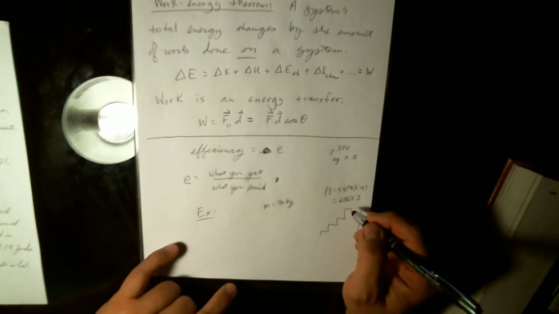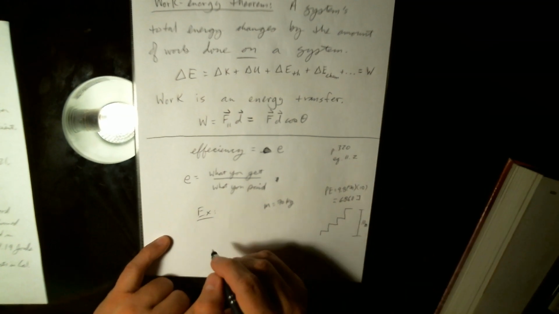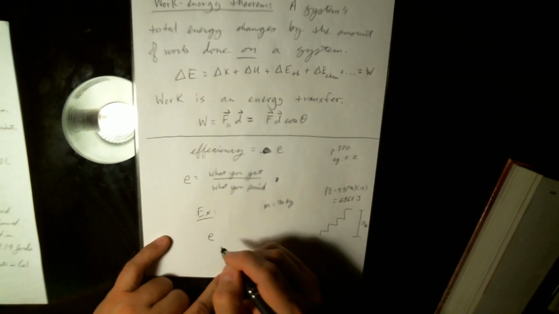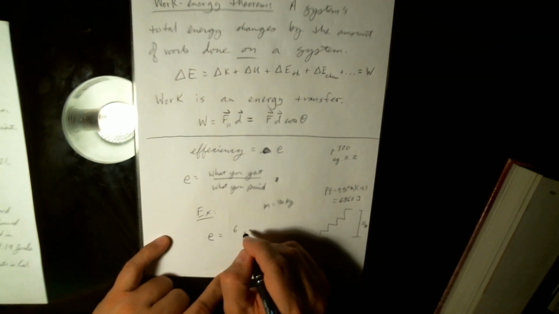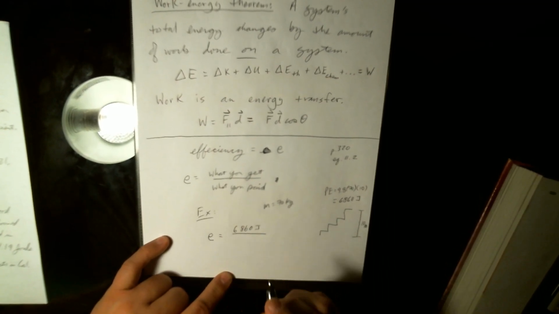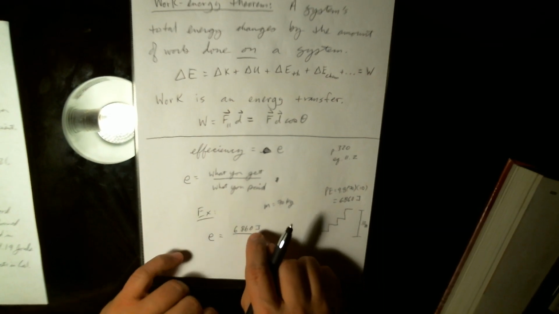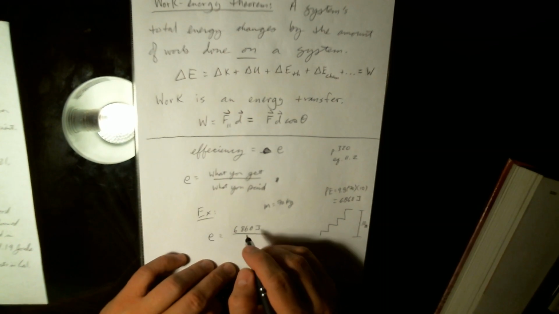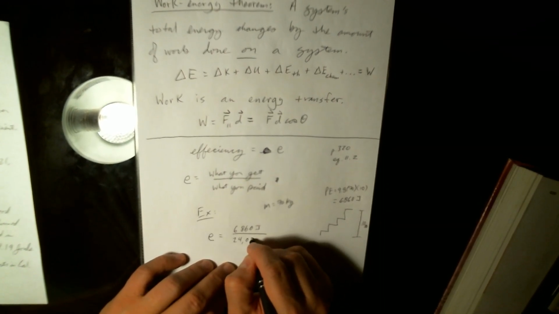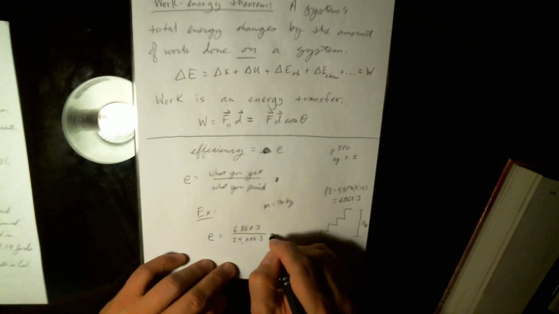That is what you get. So your efficiency would be about this. So if what you get is 60 joules, what did you pay? How much energy came out of your body? Well, it was more than that, I can guarantee you. Let's say it was about 24,000 joules. Because that would be about right. So 24,000 divided by that.